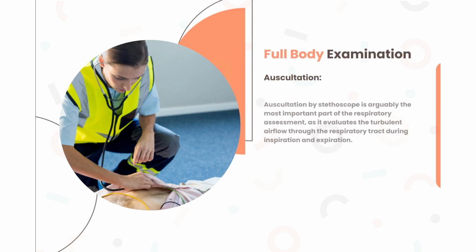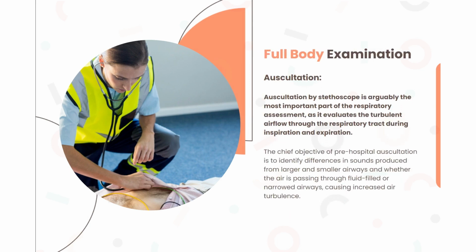Auscultation. Auscultation by stethoscope is arguably the most important part of the respiratory assessment, as it evaluates the turbulent airflow through the respiratory tract during inspiration and expiration. The chief objective of pre-hospital auscultation is to identify differences in sounds produced from larger and smaller airways, and whether the air is passing through fluid-filled or narrowed airways, causing increased air turbulence.